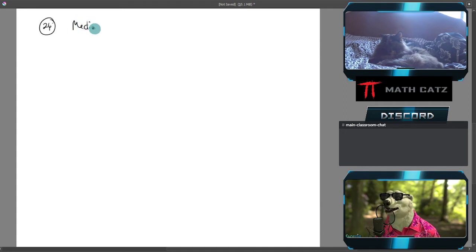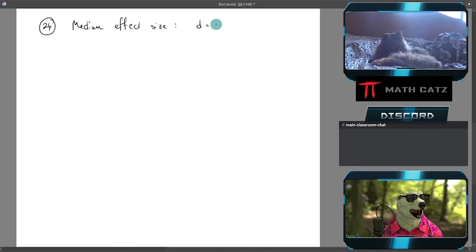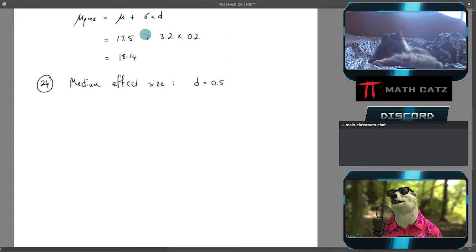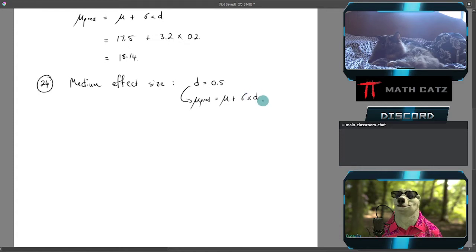Medium effect size means that my d is 0.5. Now we saw here how to go from d to my predicted mean. That means that mu predicted is mu plus sigma times d.